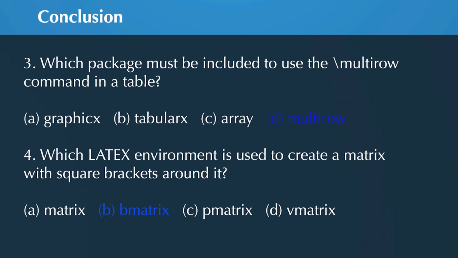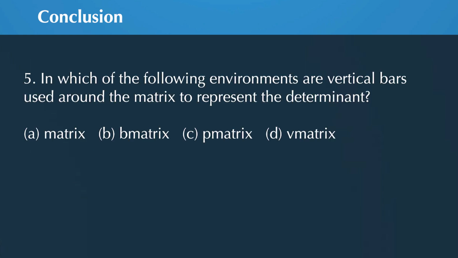Now let's look at the last question. In which of the following environments are vertical bars used around a matrix to represent the determinant? Option A, matrix. Option B, bmatrix. Option C, pmatrix. And option D, vmatrix. To produce vertical bars around a matrix, the answer is vmatrix.